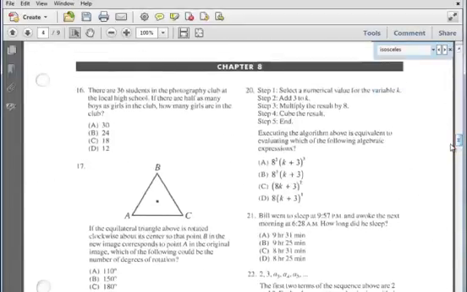There are 36 students in the photography club at the local high school. I'm looking at number 16. If there are half as many boys as girls in the club, how many girls are in the club? A lot of people will say the answer is 18, which is half of 36. That's not the right answer. If you read it carefully, it's saying half as many boys as girls. Well, you have to have less than the whole to start with.